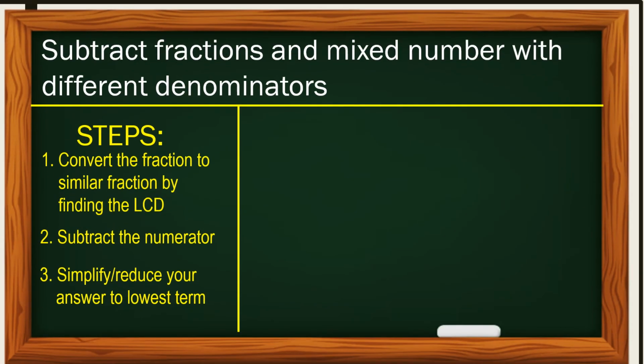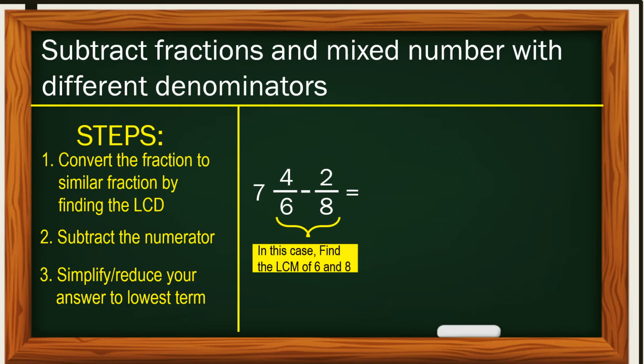Next example, 7 and 4/6 minus 2 over 8. Okay, first step, convert fraction to similar fraction by finding the LCD. So we're going to find the LCD of 6 and 8. So in this case, we're going to find the LCM of 6 and 8.